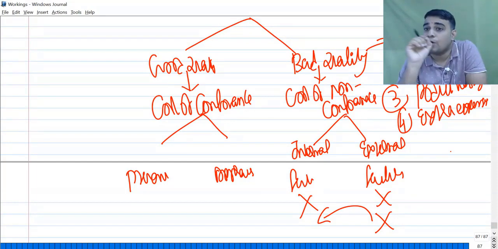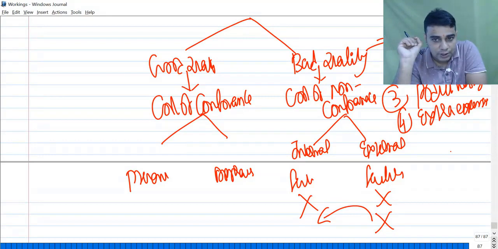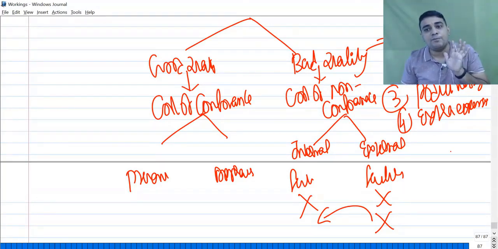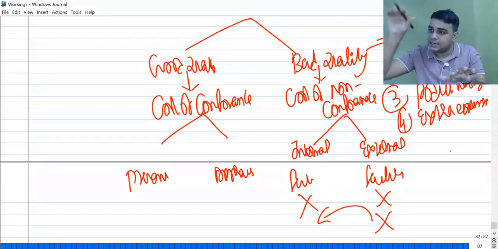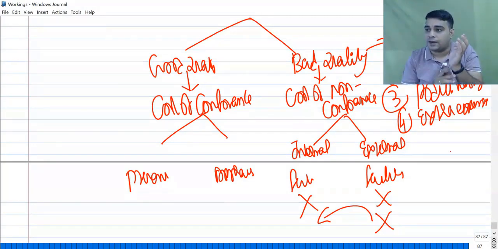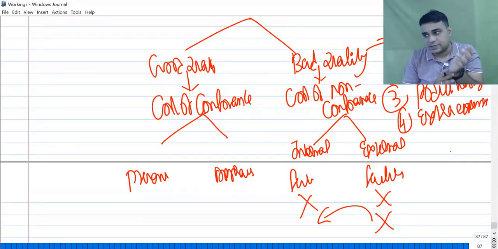So there is always an optimum quality. An optimum quality is one where the total of cost of conformance and cost of non-conformance is the lowest. Both of them have an inverse relationship. If you spend more on prevention and appraisal, internal and external failure will come down. So if you keep increasing cost of conformance, cost of non-conformance will keep coming down.